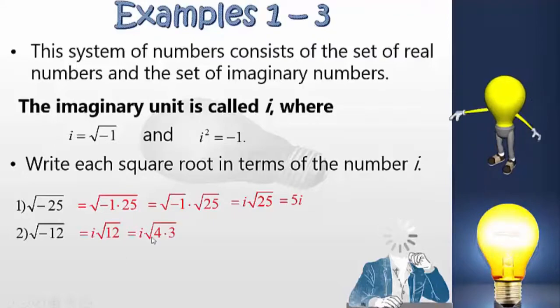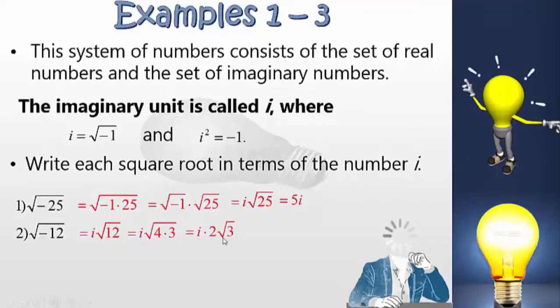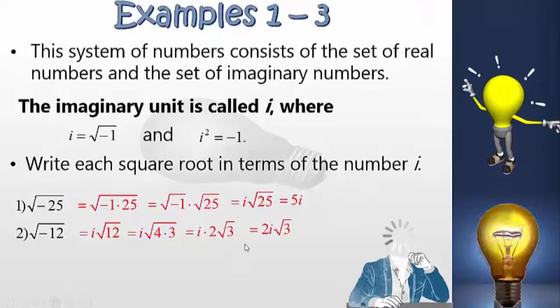For number 2, again, I do the same idea. Here I have the negative, so I take that out as i, which was the square root of negative 1, like here. And then I have the square root of 12, and I simplify it as much as possible. And we learned earlier that in 12, there's a hidden perfect square, which is the square root of 4 times 3. And then we take out the square root of 4, which is 2. And then we just write it.